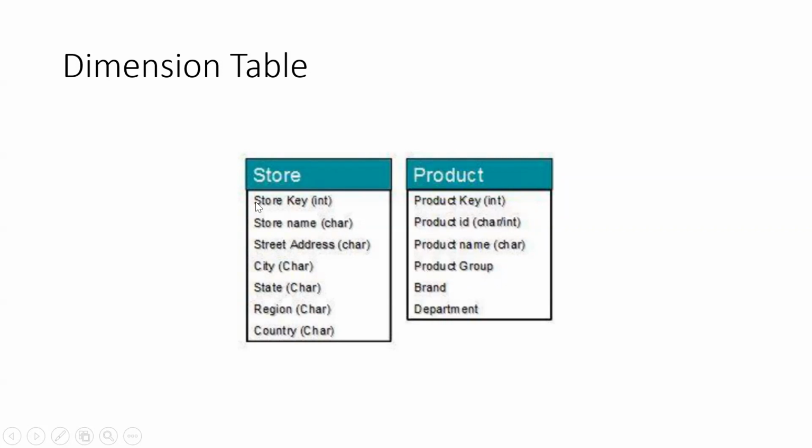But it should have a primary key. This is a store key in the store table. In the product table, we have the product key over there. So based on this primary key and those foreign keys, we can set up a relationship between the fact and dimension tables. In the data warehouse, we have to store it this way: facts should be inside the fact table and dimensions should be inside the dimension table.